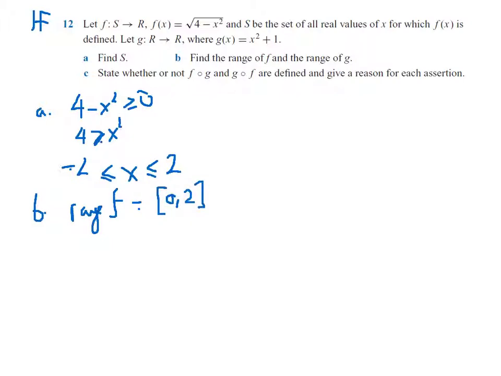The range of g is x squared plus 1. Well, x squared can be from 0 to infinity. So x squared plus 1 is going to be from 1 to infinity.